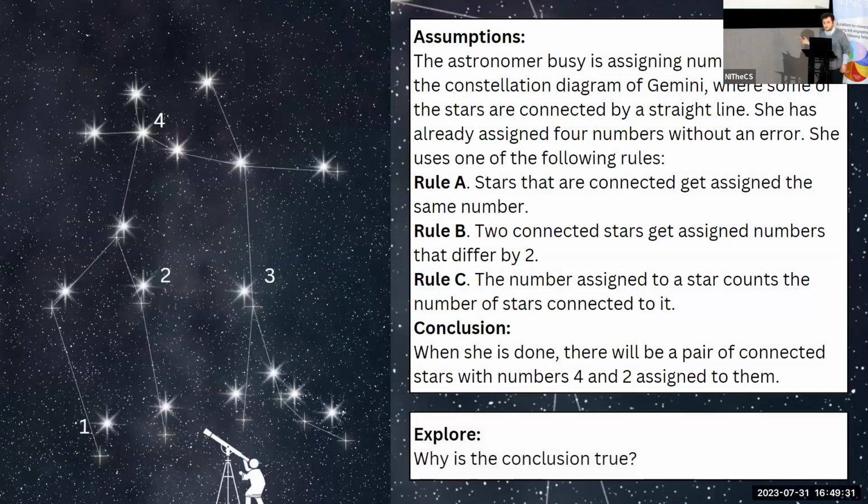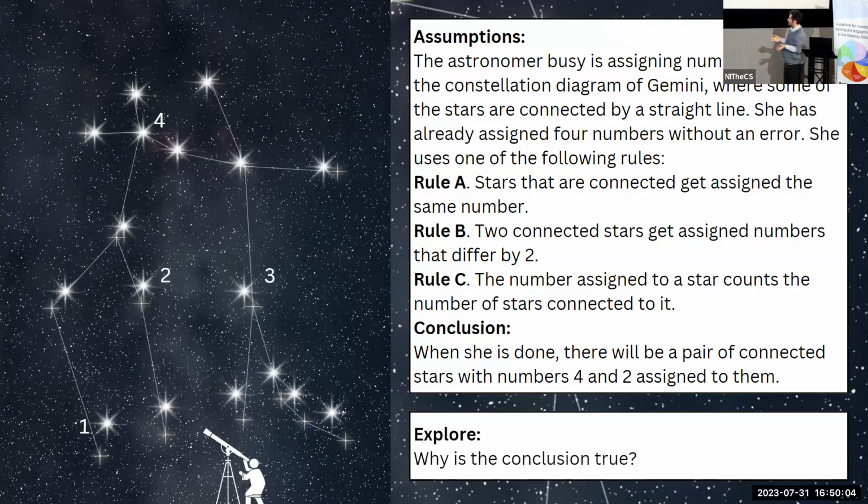Here is another example of an activity of this kind. The theorem in this case is a bit more complex. There are numbers that are being arranged by the astronomer. So the numbers are being assigned to the stars by the astronomer. And there are 3 rules by which the astronomer assigns the numbers. We don't know which one, but we know that one of them works. We don't know, maybe 2 of them work. And at the end, the conclusion says something about the arrangement of these numbers.